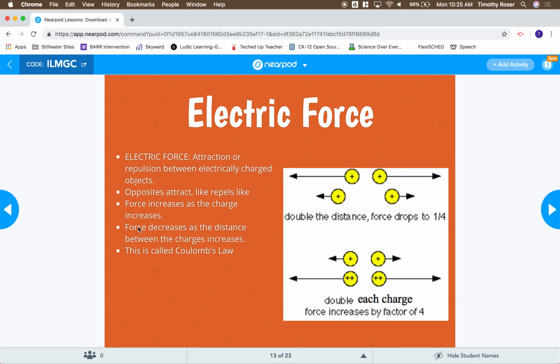The force decreases as the distance between the charges increases. These 2 charges are close together, so they're very strongly repelled. These 2 charges are farther apart, and so they are less repelled from each other. This concept of how charges are attracted or repelled by each other, and the relationship between the amount of charge and the distance, is called Coulomb's law.